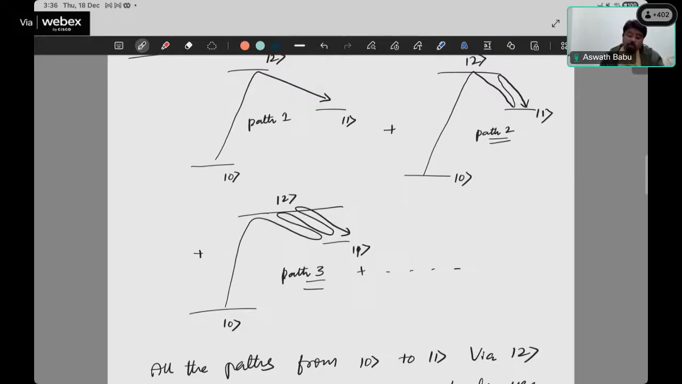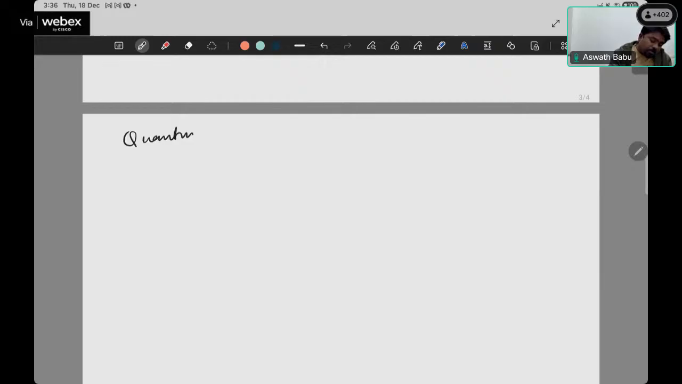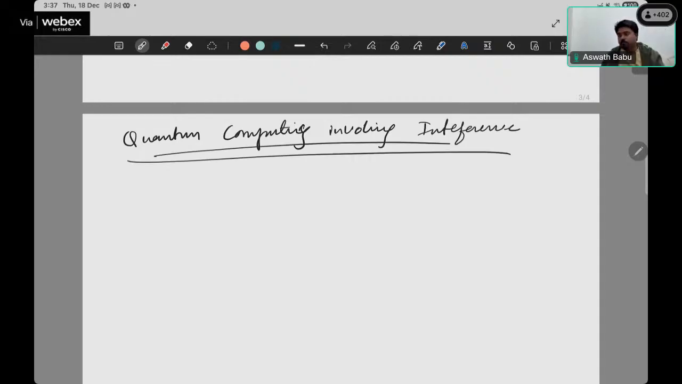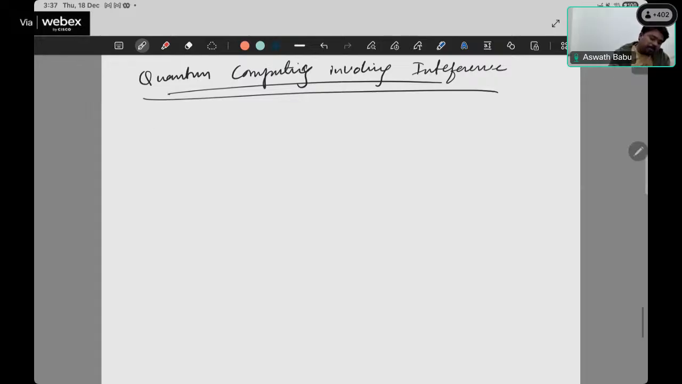When it comes to quantum computing, let me explain. Quantum computing involves interference. Now let's say I have numbers. Some x is given as 0, 1, 2, 3, and so on. Let me write down fully 5, 6, 7, 8, 9. I have 10 numbers. I have written them on paper, so you can see them.